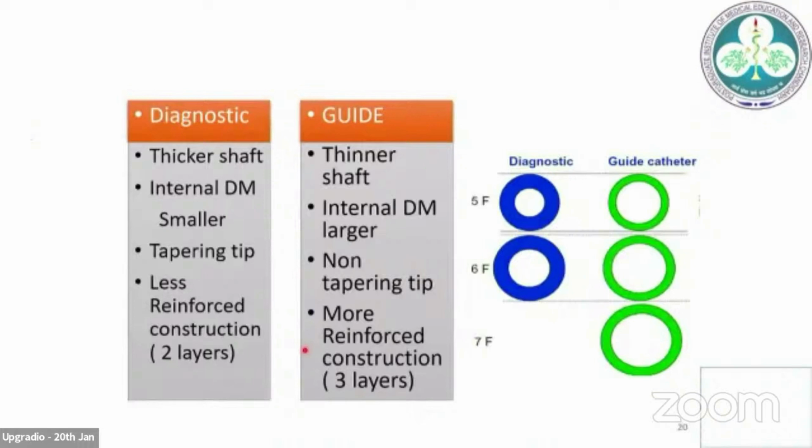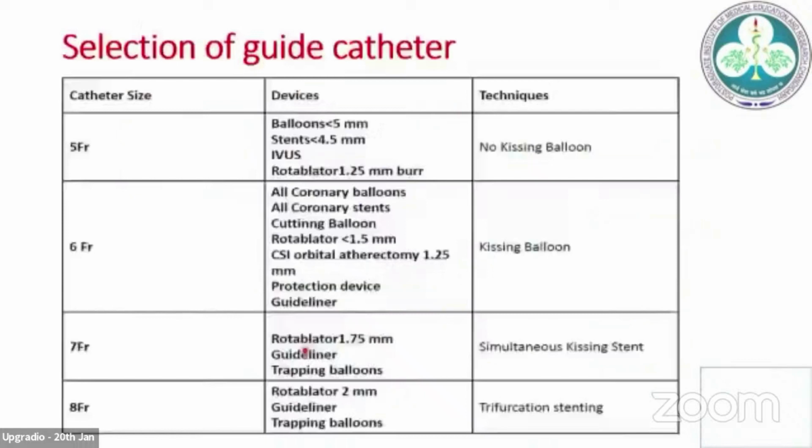There is a difference between the diagnostic and the guide catheter: there are 2 layers for the diagnostic versus 3 for the guide catheter. Now, selection of the guide catheter during the PCI. Most of the time, it's the 6F which helps in crossing various devices, but whenever you have a kissing balloon inflation or the Rotablator, which is 1.75, there may be a need for a 7F guide. The 8F guide is restricted to those with a trifurcation region where 3 balloons have to be used for kissing inflation.